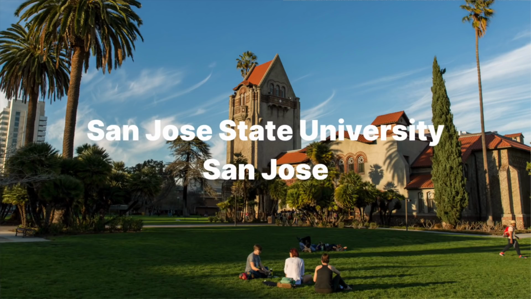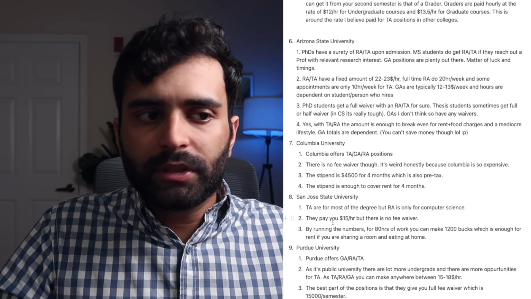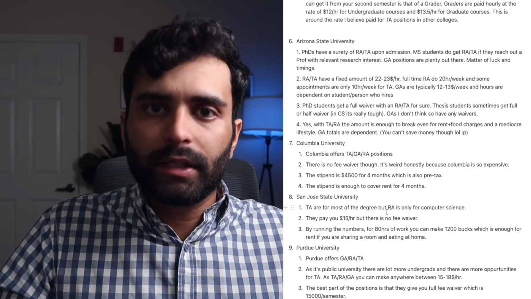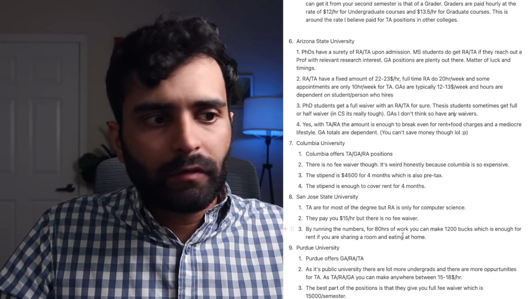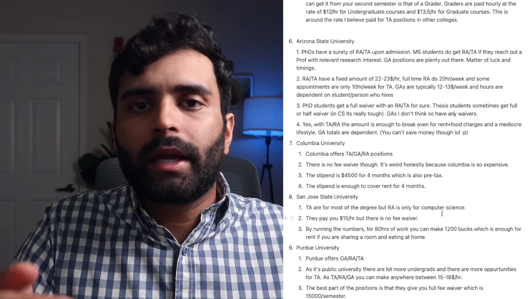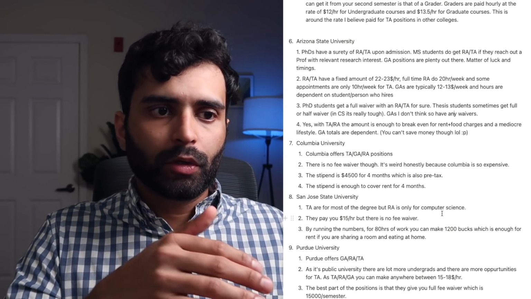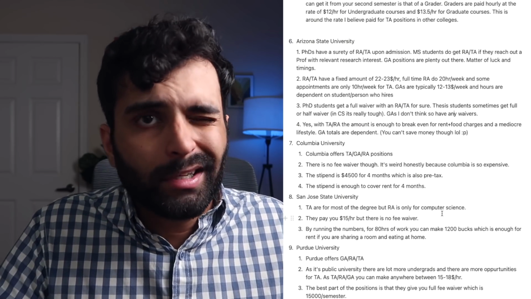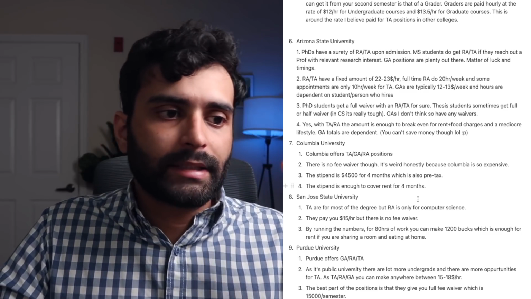San Jose State University, I asked my roommate. He said that the fees are low, that's why they don't offer fee waivers. You have TA positions for most of the degrees, but RA is only for computer science, and they pay you $15 an hour. There's no fee waiver. By running the numbers, I think you would be making $1,200. It's common in San Jose to have 2 people in a room, so you would be sharing your room, and $1,200 is more than enough.